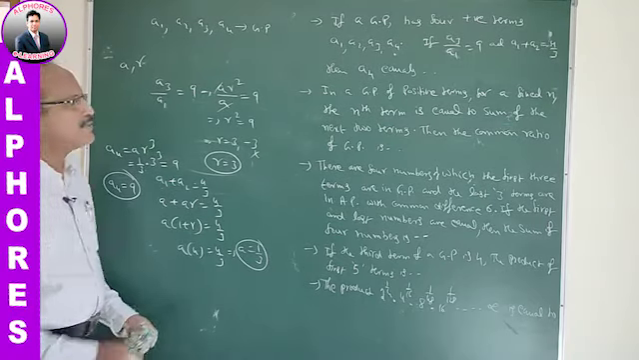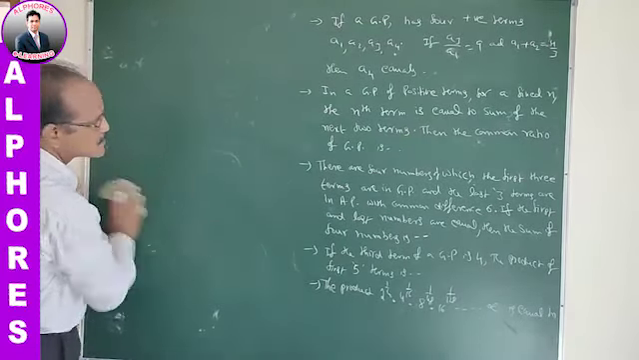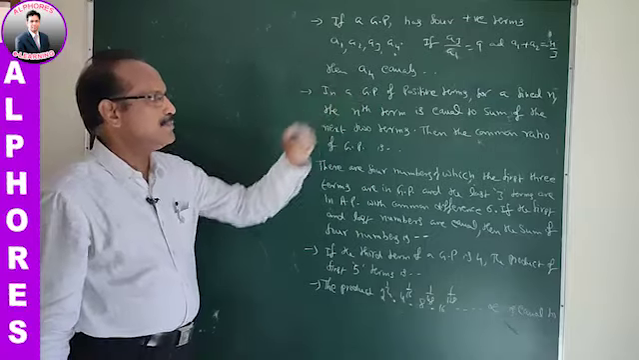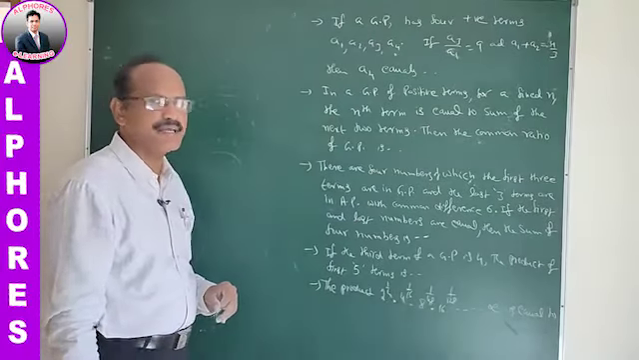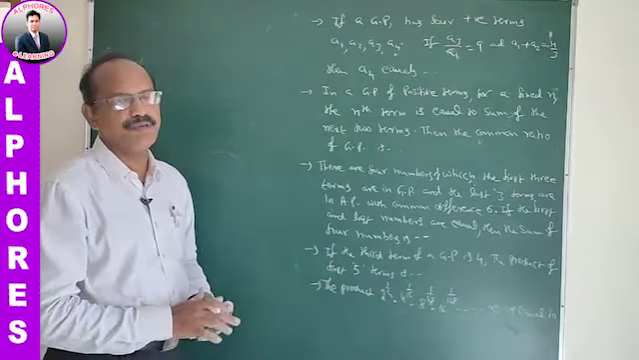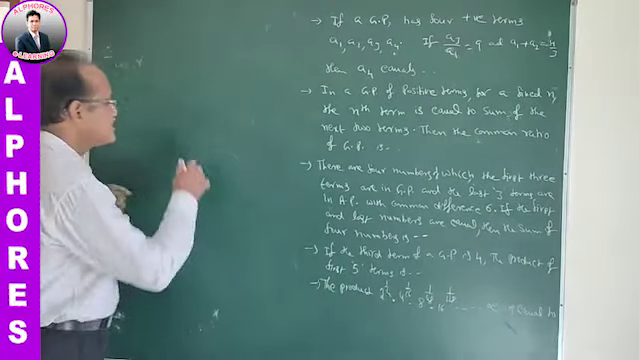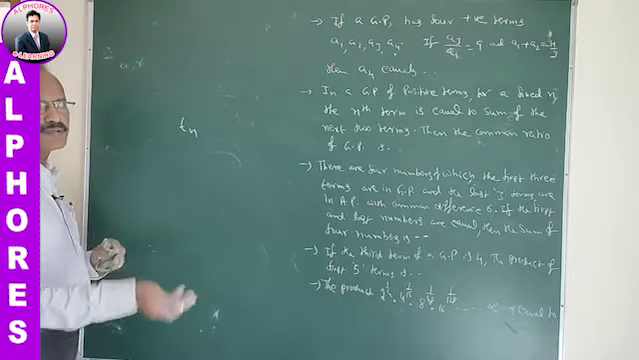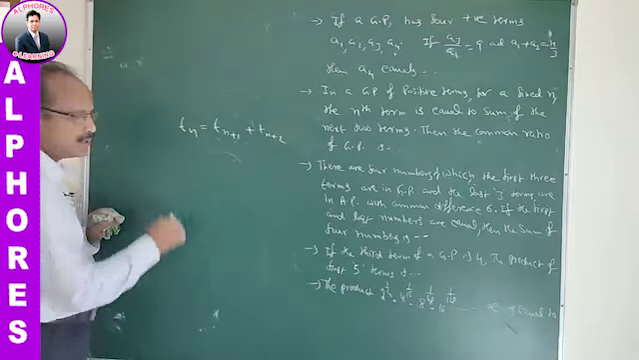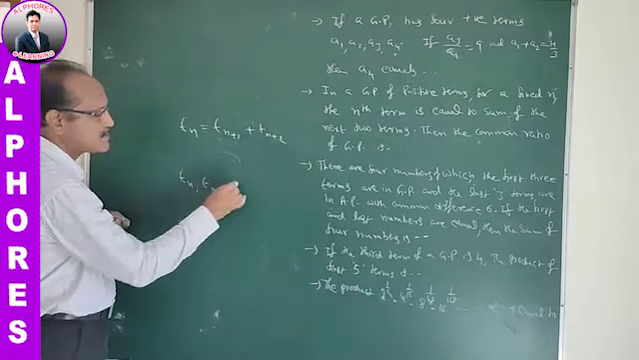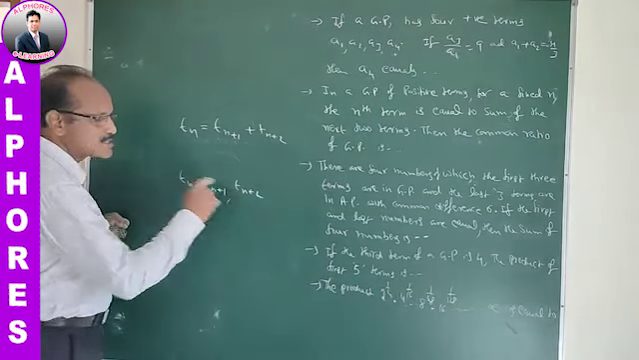Okay, coming to the next question. In a GP of positive terms, for a fixed n, the nth term is equal to the sum of the next two terms. Find the common ratio of the GP. Let the nth term be Tn, equal to the sum of the next two terms, that is Tn plus 1 plus Tn plus 2. You know, if it is the nth term, then the next term is Tn plus 1 and the one after is Tn plus 2. Given that the nth term is equal to the sum of the next two terms.